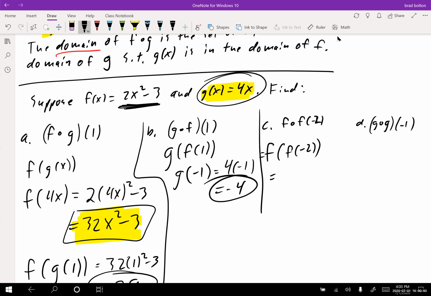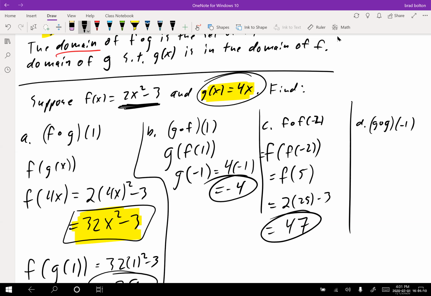But we know that f of negative 2 is going to be what? Negative 2 squared, which would be 4, times 2, which is 8, minus 3, which is 5. So this now becomes f of 5, which is 4 times 5, which is 20. Oops, no, that's a mistake on my part. I plug that into g. We have to now plug 5 back into f again. That was my mistake. So now we take 5, and this becomes 2 times 25 minus 3, so this is 47. So that's what f of g of negative 2 would be.